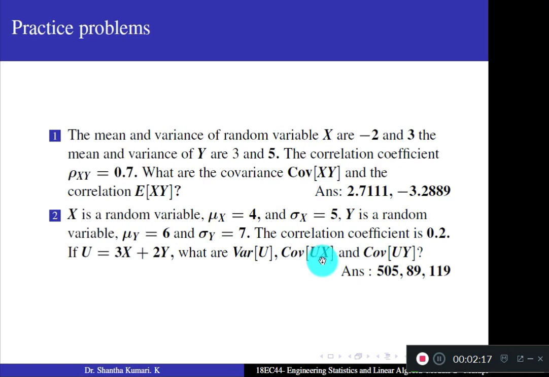Then use the formula for variance. And how to find covariance of u into x? Okay, u is given as a transformation and x is not the transformed variable, x is as it is. So what you can do, substitute for u here, multiply u by x, then expand and simplify. Similarly, covariance of uy. Similar problem is already worked out in this part, just go through it.